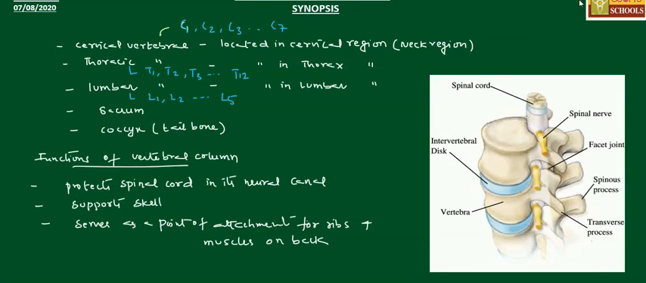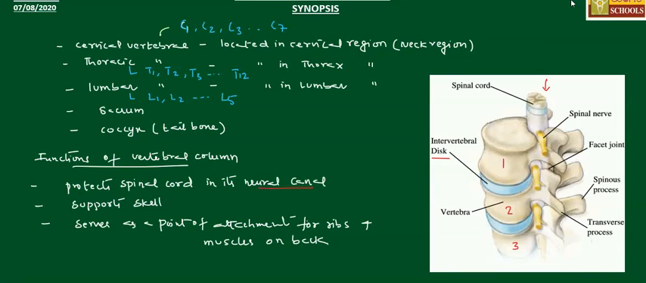You can see in this picture the vertebrae: this is one, second, and third, and in between you can see the intervertebral disc, and the spinal cord coming out of the vertebral column. There will be a gap here through which these spinal nerves come out. This is the spinal cord passing through the vertebral foramen, or the neural canal, as I mentioned here.